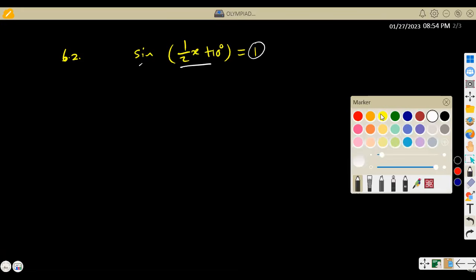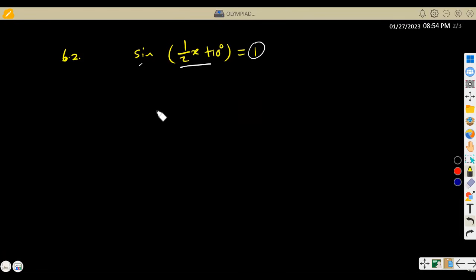Okay, so arc sine, I'm simply saying this, let me write down. So you're going to have 1 over 2x plus 10 degrees is equivalent to the arc of sine, that is sine to the exponent of -1, like this. So that is arc sine 1, which is from your calculator. That is shift sine.